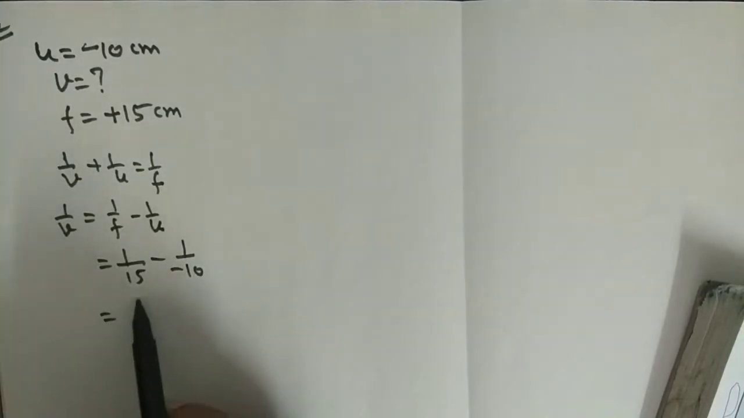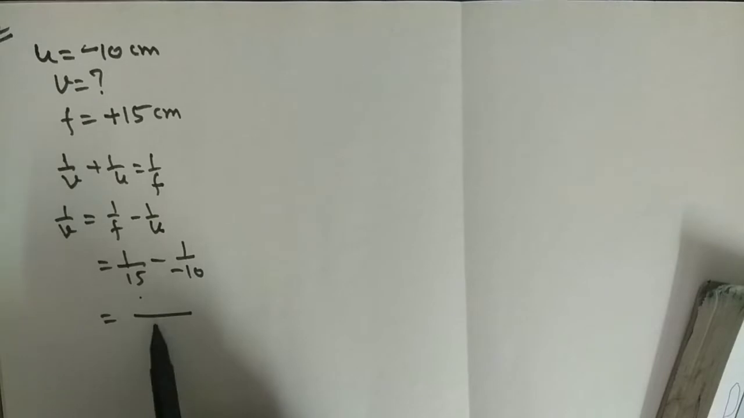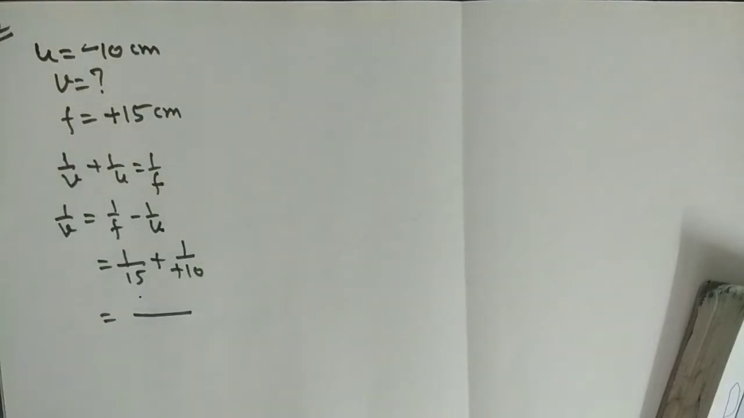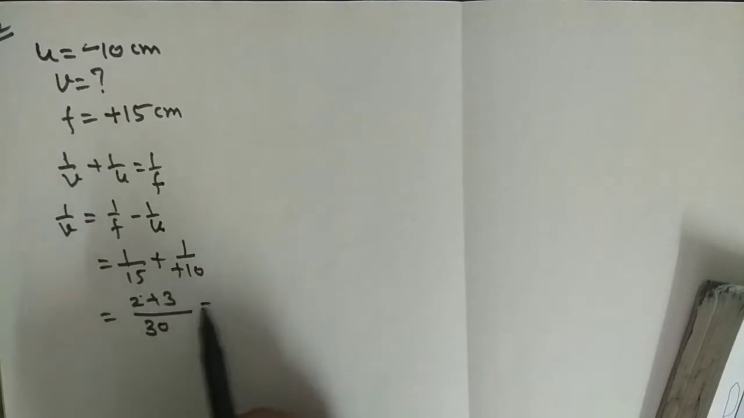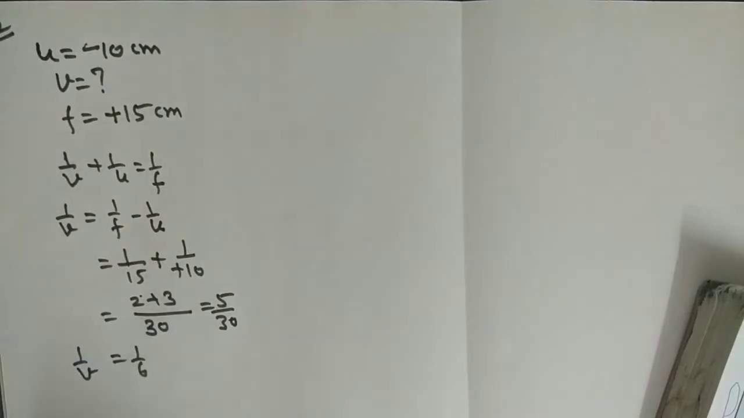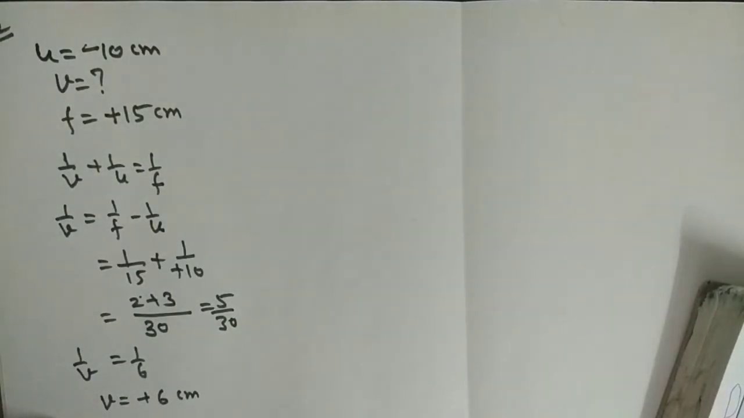Now it is 1 upon, take the LCM because it becomes positive. So take the LCM, it is 30. So 2 plus 3, that is 5 upon 30, which is equal to 1 upon 6. So 1 upon v is 1 upon 6, or simply you can say v is equal to plus 6 centimeter. So plus 6 means it is formed behind the mirror. Behind the mirror, you know very well, the image is always virtual and erect. Okay, that was question number 12.